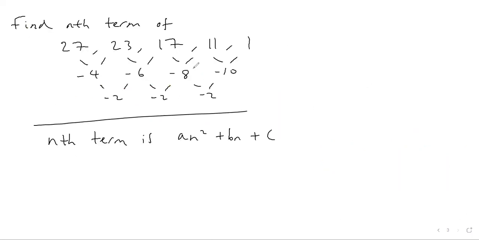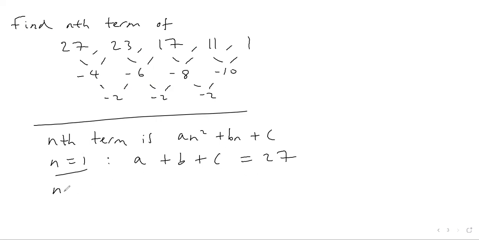So now let's look at how we'd calculate the nth term of this specific sequence that I gave on the previous page. So 27, 23, 17, 11, 1. How could we calculate the nth term of that? Well, we know that the nth term must be in the form an squared plus bn plus c. So what we can do is substitute in n equals 1. We get a plus b plus c, and we know that's going to be 27.